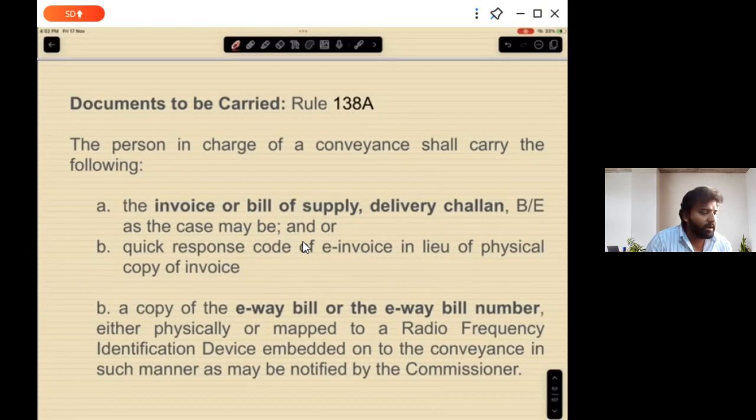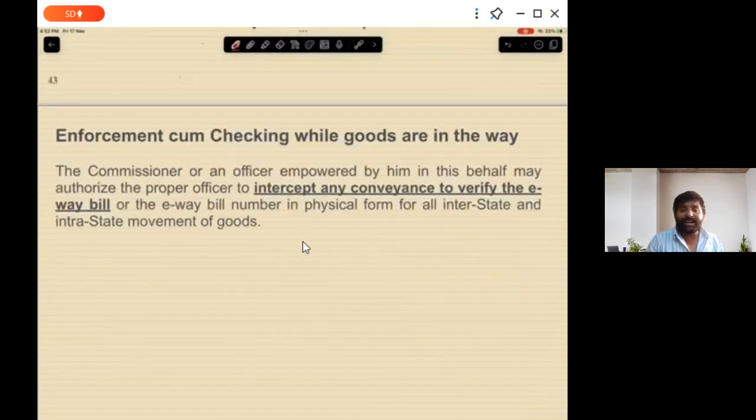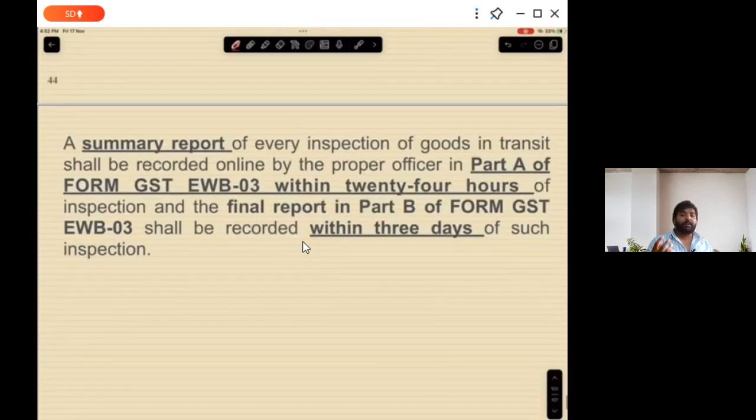And one more rule says that an officer can intercept your vehicle, check your goods, and they need to prepare a report. If the officer is checking your vehicle and doing any kind of physical verification of your goods, they need to file a report within 24 hours. That is a preliminary report. The final report needs to be updated within 3 days. So it's a very fast process: if your vehicle has been intercepted and your goods are physically checked, they need to file a preliminary report within 24 hours and a final report within 3 days.